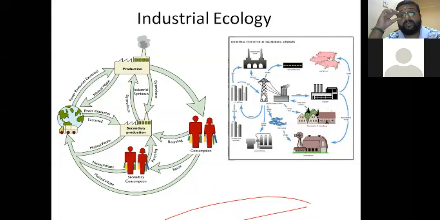Nowadays, as engineering students, we should be very much aware of the Sustainable Development Goals, SDG it is called. The United Nations has given the SDG.